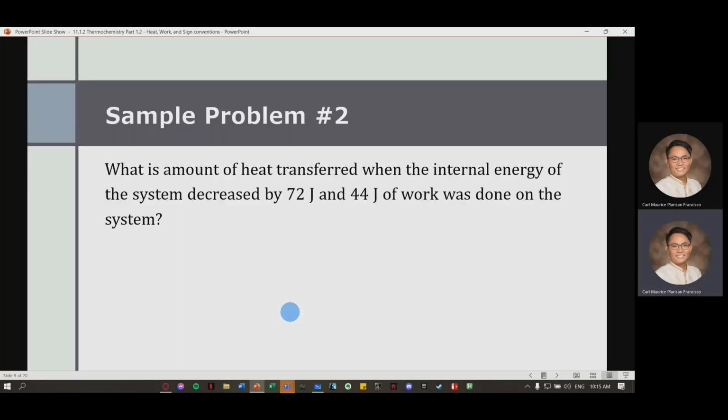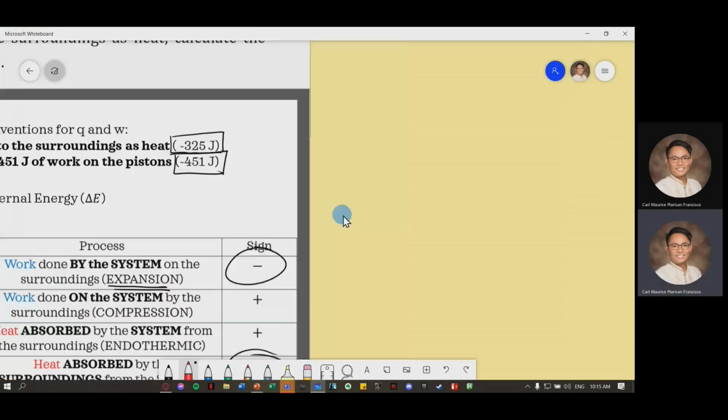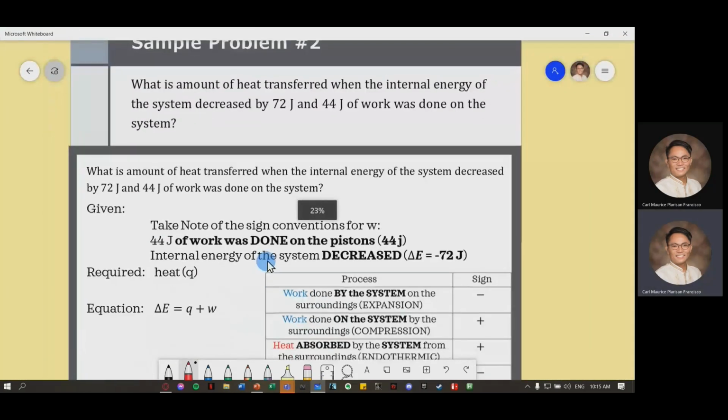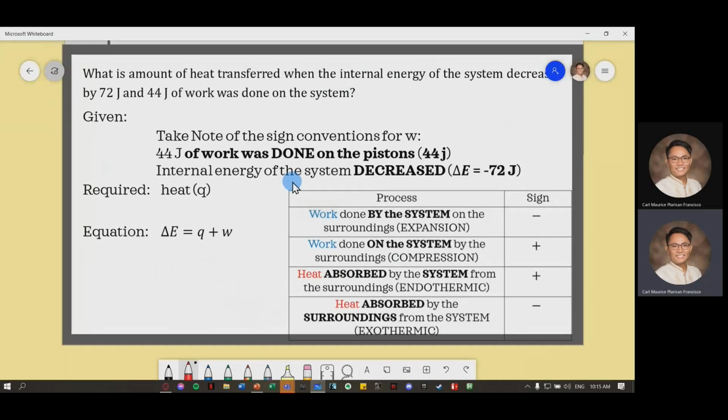Sample problem number 2. What is the amount of heat transferred when the internal energy of the system decreased by 72 joules and 44 joules of work was done on the system? Once again, I already provided here the given, required, and equation, but before we proceed, let us understand first how the given and required came about. Take note of the sign conventions for work. 44 joules of work was done on the system.